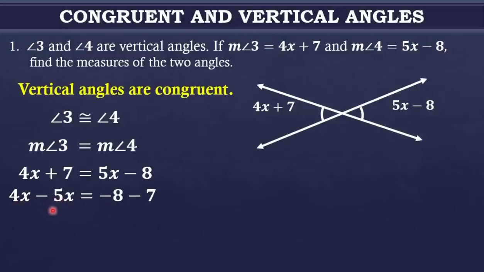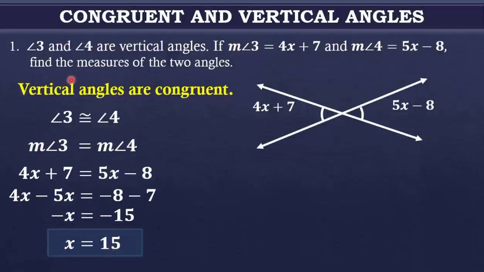So, 4x minus 5x, this is negative x. Negative 8 minus 7, this is negative 15. Now, hindi tayo pwedeng mag-negative 1 dyan. So, divide both sides by negative 1. Kaya, magiging x is equal to positive 15. Now, are we done here?